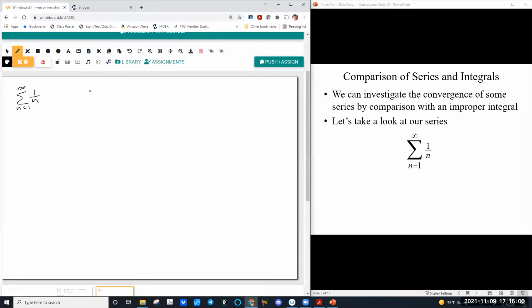Now, right off the bat, if we wanted to run our divergence test, we would do the limit as n goes to infinity of 1 over n. That is 0. That passes our divergence test, so it's not enough information. We have to go to the next test. Well, I'm going to give you a pretty interesting little argument here, and then we'll formalize it.